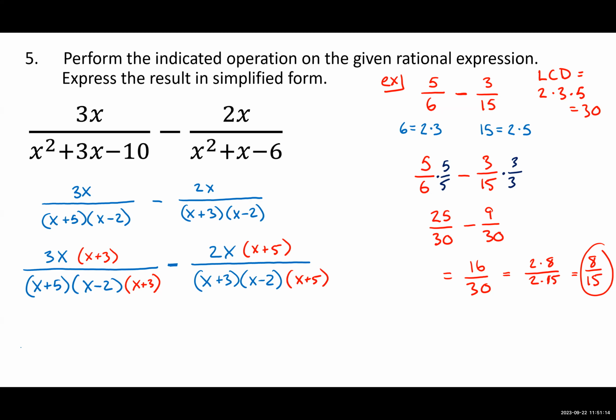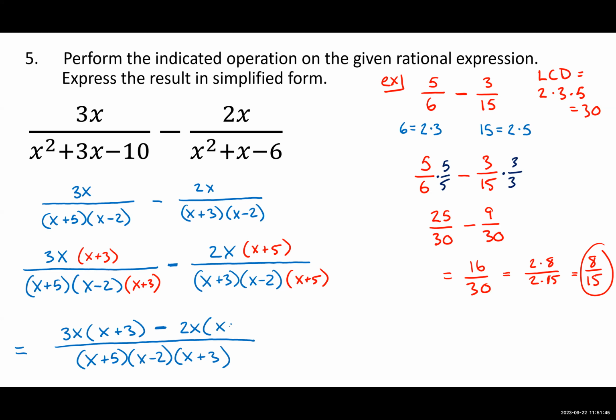So now, on the bottom, we've got x plus 5, x minus 2, x plus 3. Right, and now we could subtract. Now we could take the first numerator, 3x times x plus 3, and subtract the second one, 2x times x plus 5.